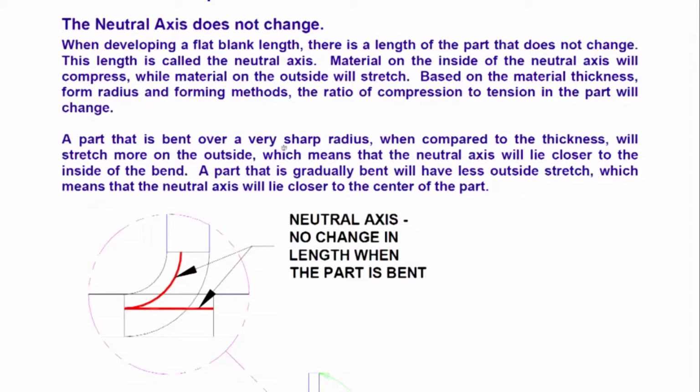A part that is bent over a sharp radius when compared to thickness will stretch more on the outside, which means the neutral axis will lie closer to the inside of the bend. The issue is about the location of the neutral axis.